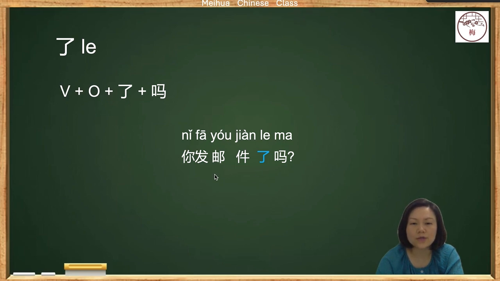So we usually ask, 你发邮件了吗? Here, 发 is verb. 邮件, email, is the object. As this is a question sentence, we usually put le after the object. 你发邮件了吗? Not 你发了邮件吗? That is how we put it in a statement sentence, right? But in a question sentence, we usually put le after the object. 发邮件了吗?